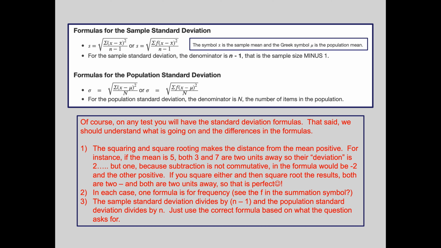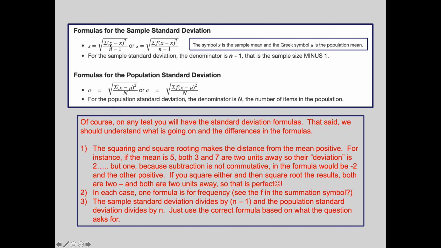This is why the formula has a square and a square root in it, which if you look up here, you see the square, and then of course the square root. So all that's doing is telling you exactly how far it is away from the mean, and it's getting rid of any negative signs. In each case, one formula is for frequency, and one is not.